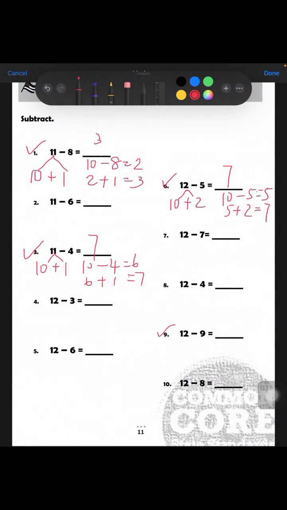Okay, just now we talked about question 9, 12 minus 9. We split 12 into 10 and 2. And 10 minus 9 equals 1. And 1 plus 2 equals 3. So 12 minus 9 equals 3. And for the rest of the questions, you may try it at home for revision.